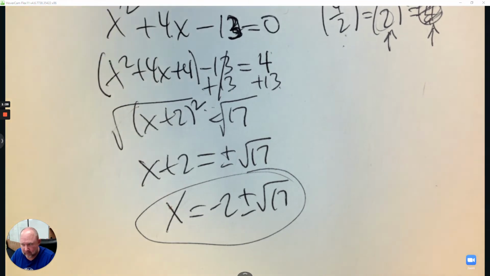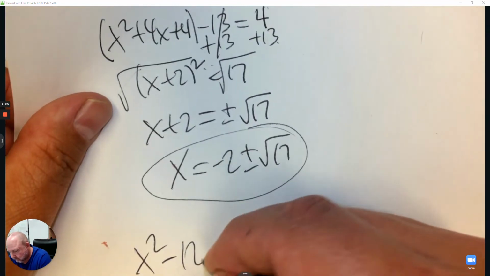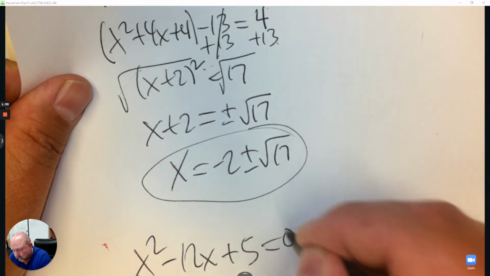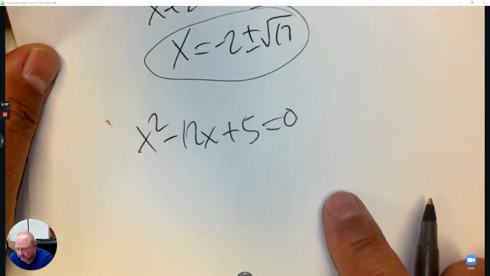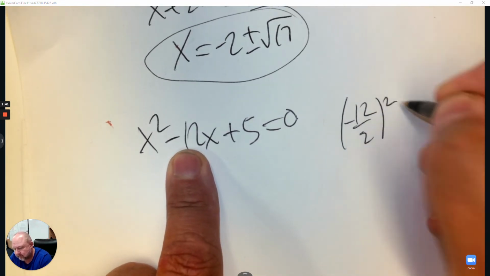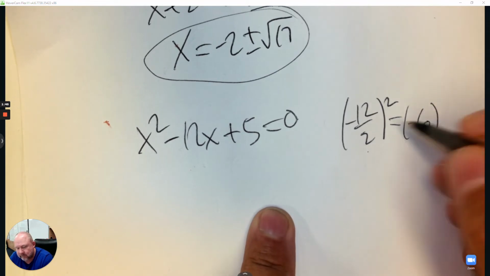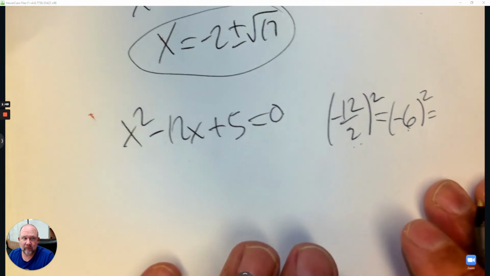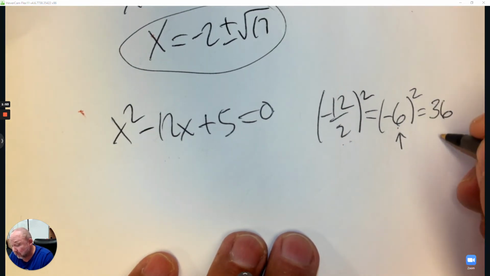All right, let's do one more to review. All right, so write it down, and we're going to review this. So we're going to take negative 12 and find a magic number. So I'm going to divide it by 2 and square it. So negative 12 divided by 2 is negative 6, and negative 6 squared means negative 6 times negative 6. I'm going to use both numbers.